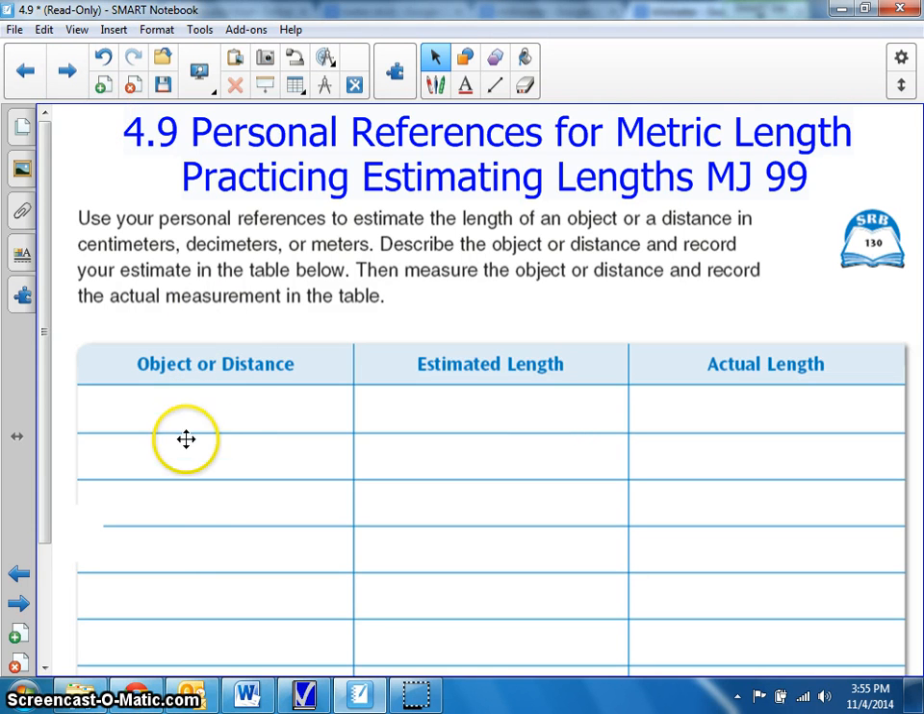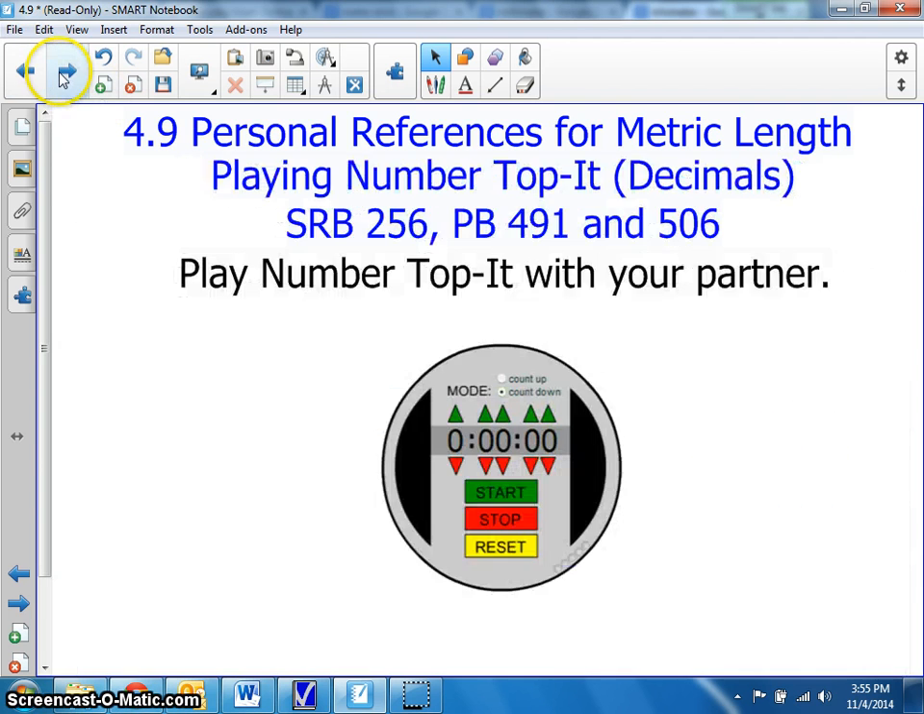So what I want you to do is list at least 5 objects in your house, and estimate how long they are using millimeters, centimeters, meters, or kilometers. Probably not kilometers if it's in your house. And then, if you could, take your ruler and actually measure how long those objects are.